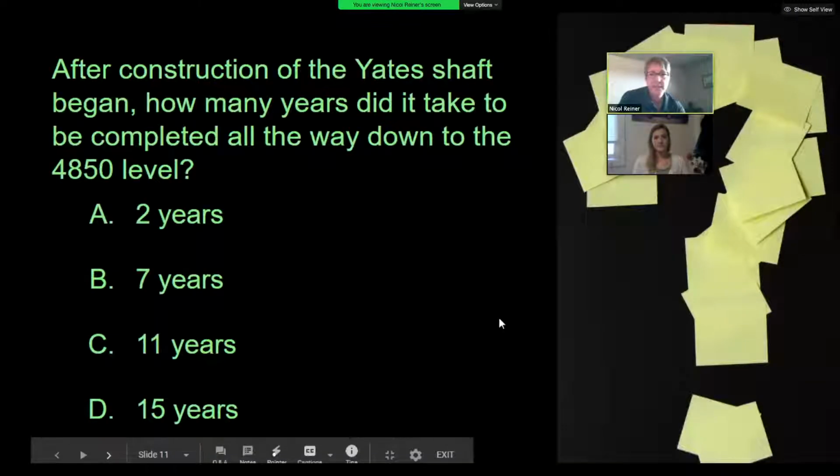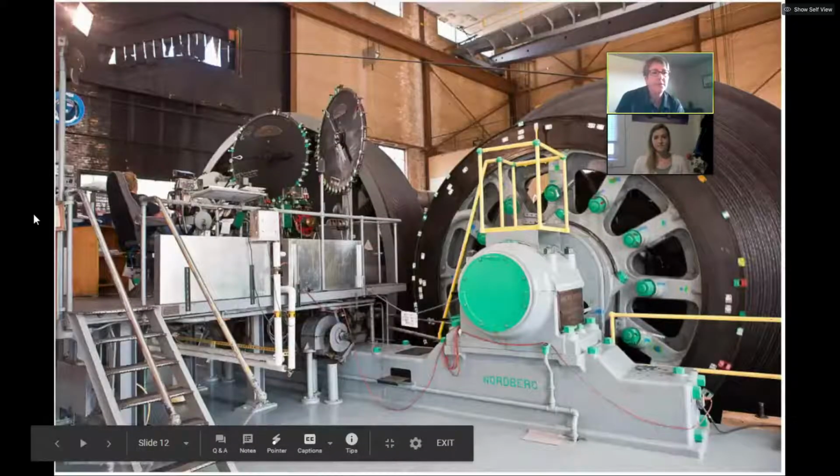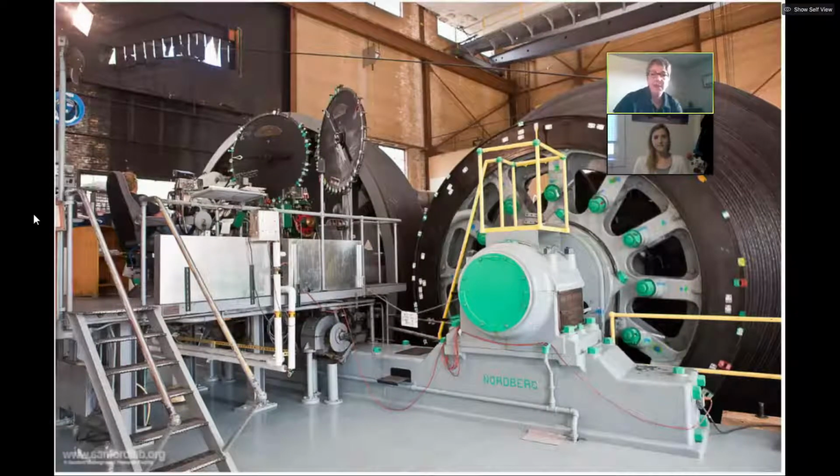So the hoist, this is a picture of the hoist right here in the hoist room. So I'm just going to pause for a minute, and all of you who are online, I want you to think about some notices and wonders when you look at this set of drums for the hoist in the Yates room. So take a moment and just kind of observe. Type in any notices and wonders you have.